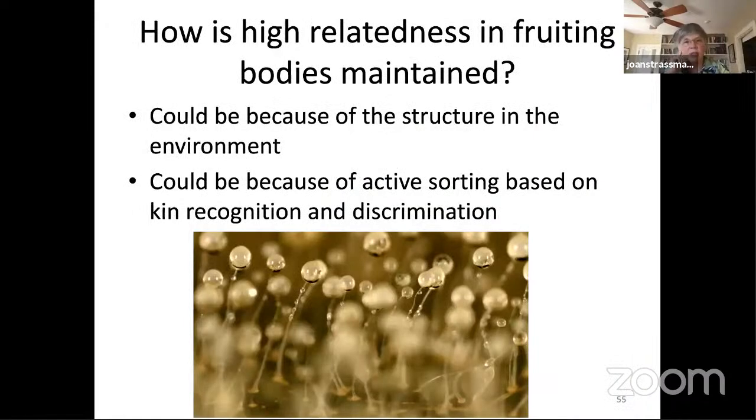Okay, so if they have such high relatedness, we can then ask, how is this maintained? Well, it could be from the structure of the environment, or it could be because of active sorting mechanisms based on kin recognition and discrimination. And again, these are ideas straight from animal behavior.